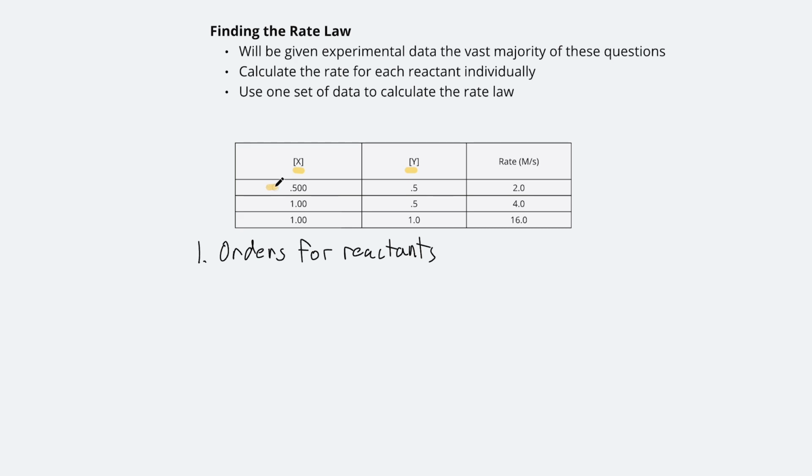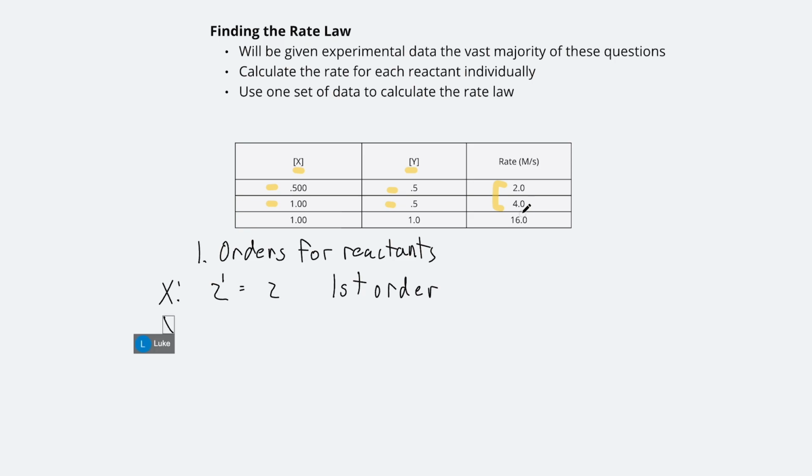If we look at row 1 and row 2, x doubles but y stays the same. So any change in the reaction rate has to be due to changes in x. So x doubles, and then the reaction rate also doubles. So 2 raised to what power equals 2? And that would be 1. So x is first order.